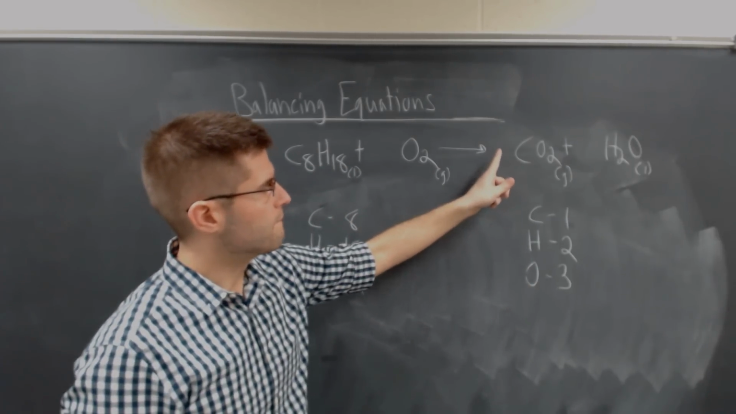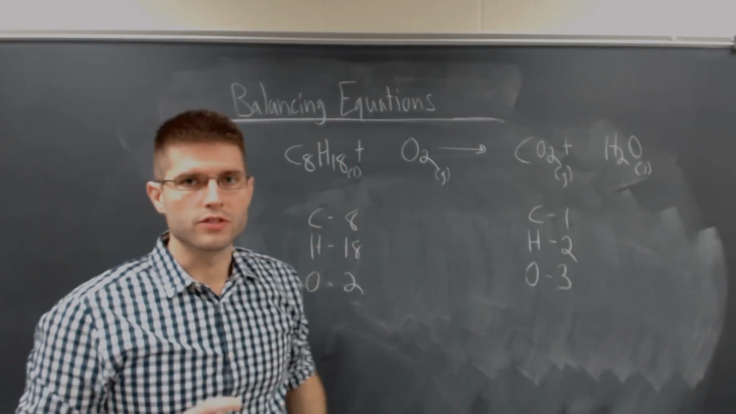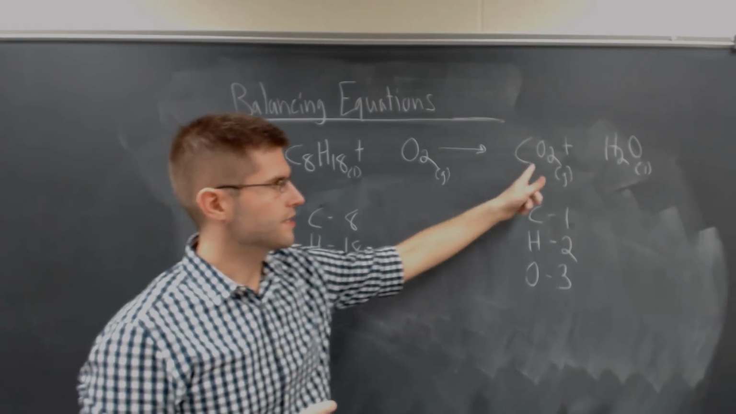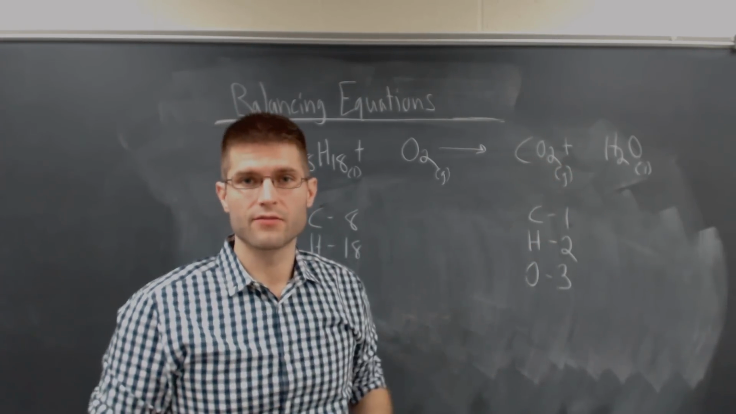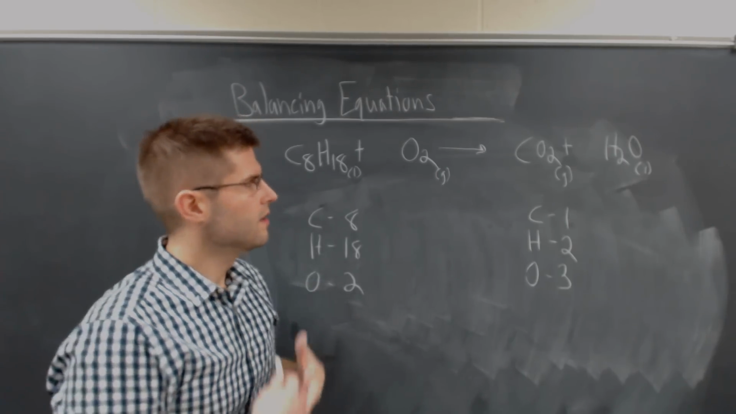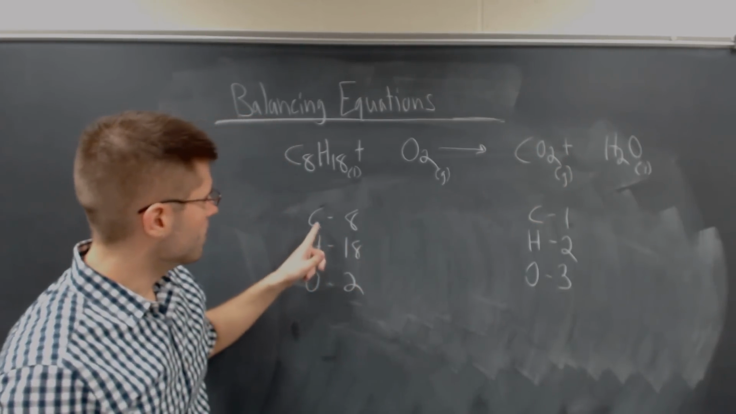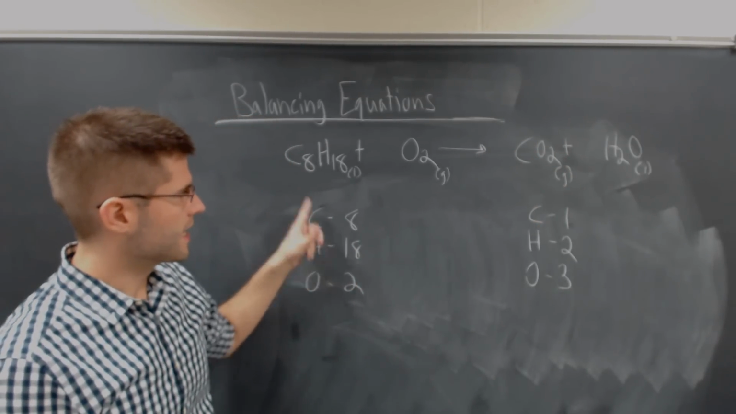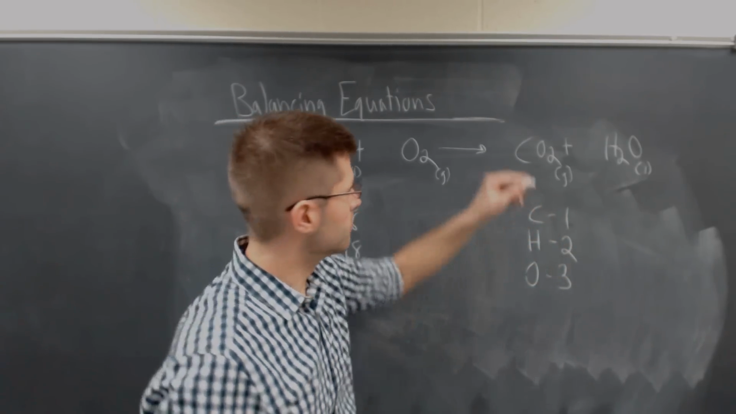Stoichiometric coefficients are the big numbers that go in front of the compounds. Those numbers do not do anything to the subscripts. The subscripts remain the same. The compound, the molecule, never changes when adding in stoichiometric coefficients. However, we will have to distribute that when counting. So we know that we had 8 carbon atoms on the left, we only have 1 on the right, so let's put 8 in front of the CO2.